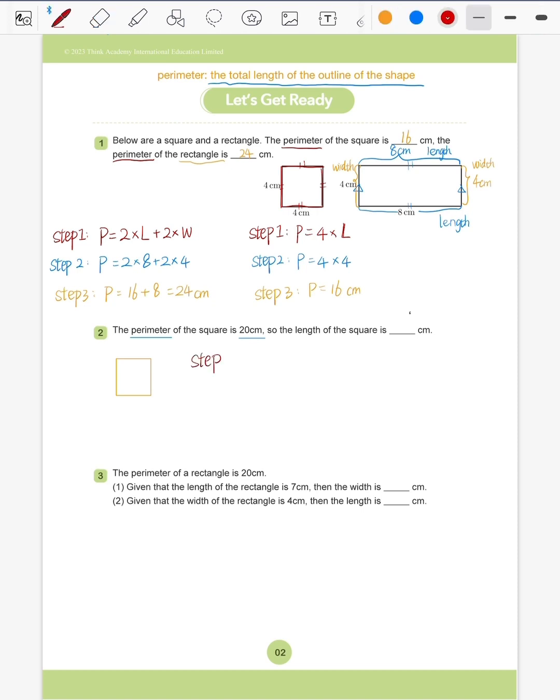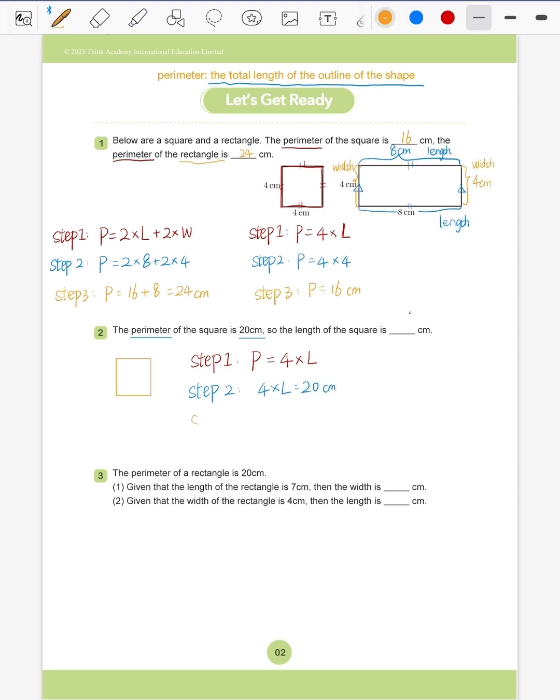So step 1, write down the formula. In the square, we have 4 equal sides, so the perimeter will be 4 times the length. And then step 2, we can put the known information in the formula. In this question, we know the perimeter, so we can use 20 to represent the perimeter. So it will be 4 times the length. It will equal 20 centimeters.